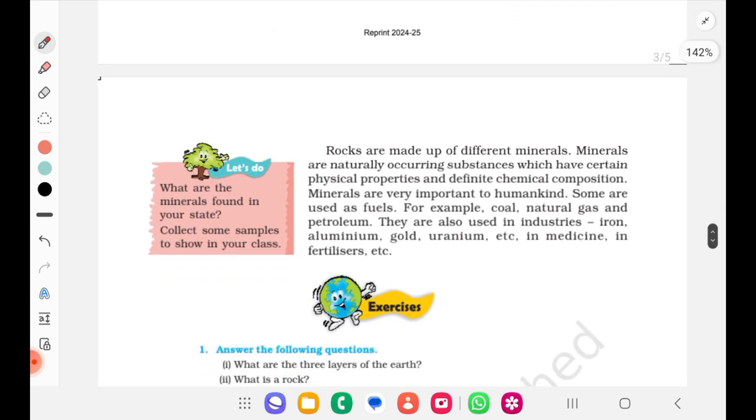Rocks are made up of different minerals. Minerals are naturally occurring substances which have certain physical properties and definite chemical composition. Minerals are very important to humankind. Some are used as fuels, for example, coal, natural gas and petroleum. They are also used in industries, like iron, aluminium, gold, uranium, etc. In medicine, in fertilizers, etc.